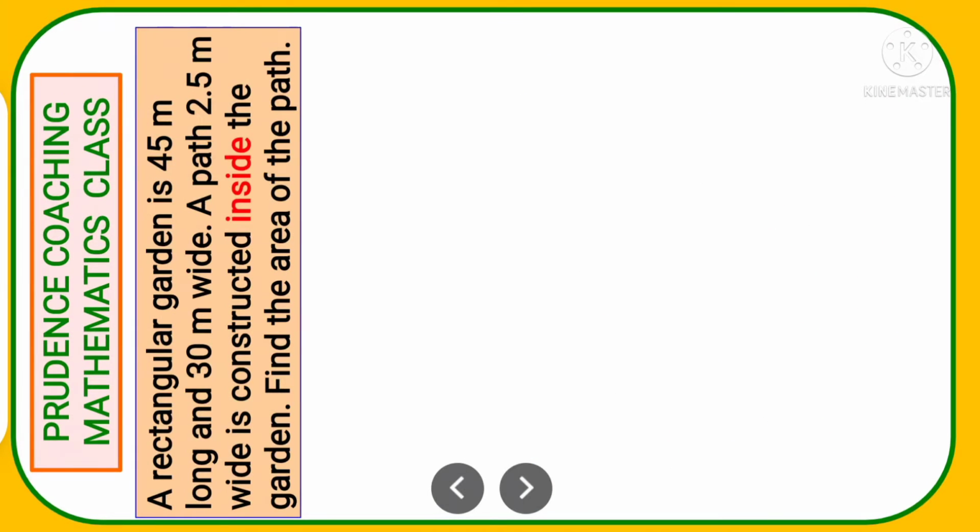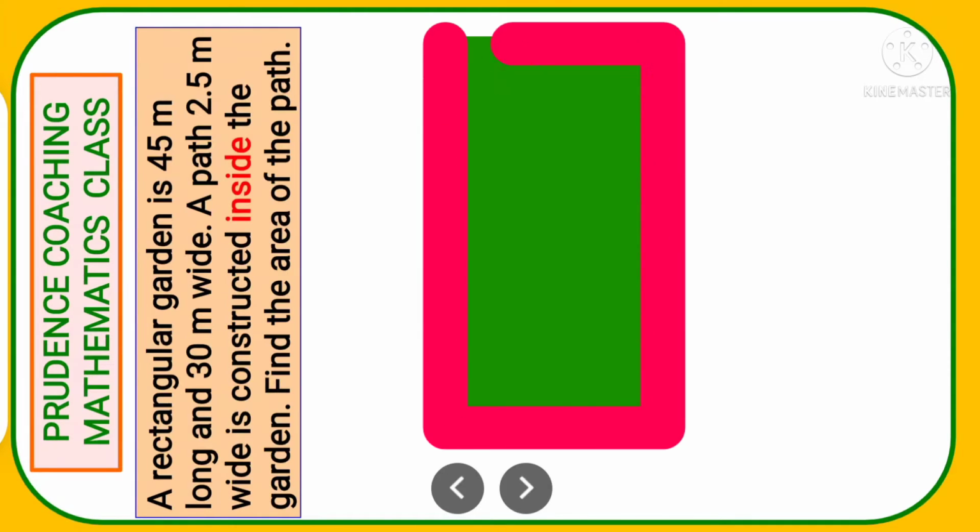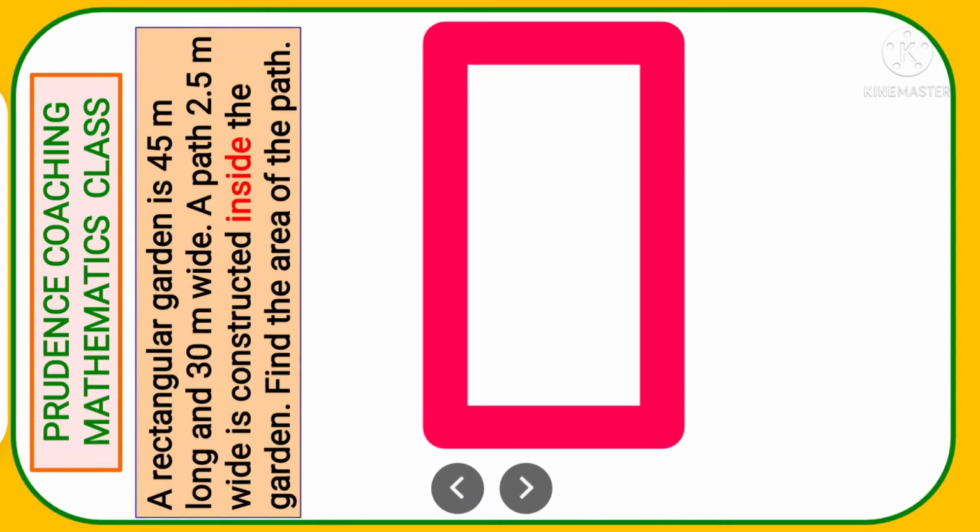So let's start with the next type. The difference between these two types is, in the first one the path was constructed around the garden, and here the path is constructed within the garden. That means here the path is included within the area of the garden. So here let us learn the trick.